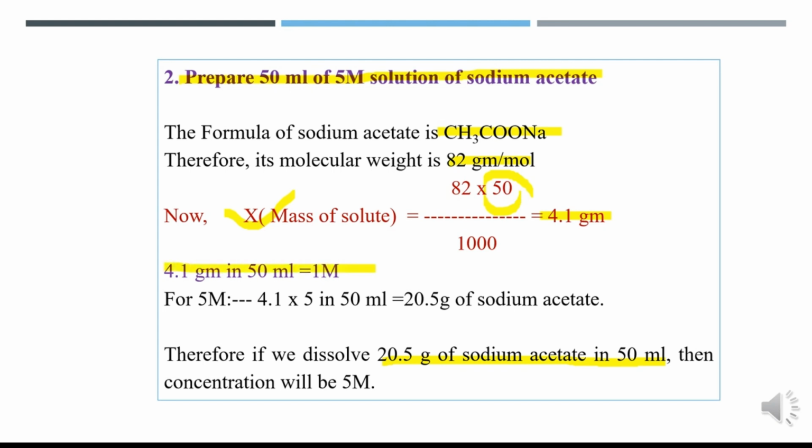You have to multiply 4.1 by how much you require to prepare 5 molar, so you multiply 5 times and you will get 20.5 gram of sodium acetate. When you dissolve this much gram in 500 ml, you will get the 5 molar solution of sodium acetate.